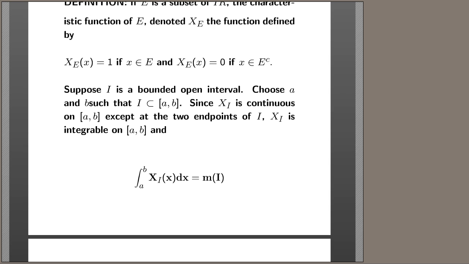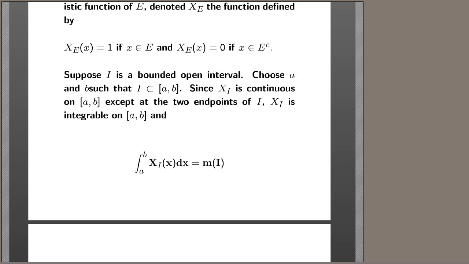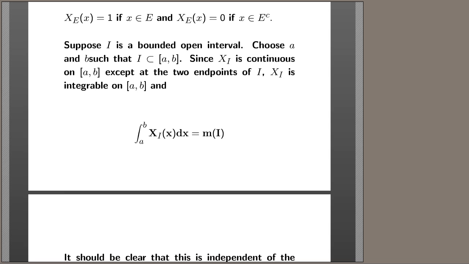So I is a bounded open set. You put it in a closed interval A to B, and on parts of the closed interval A to B which do not have anything to do with I, in other words, I is a subset of A to B, on those parts your function is defined to be zero. So when you integrate the characteristic function of I from A to B, you get the measure of I. That's something to keep in mind.